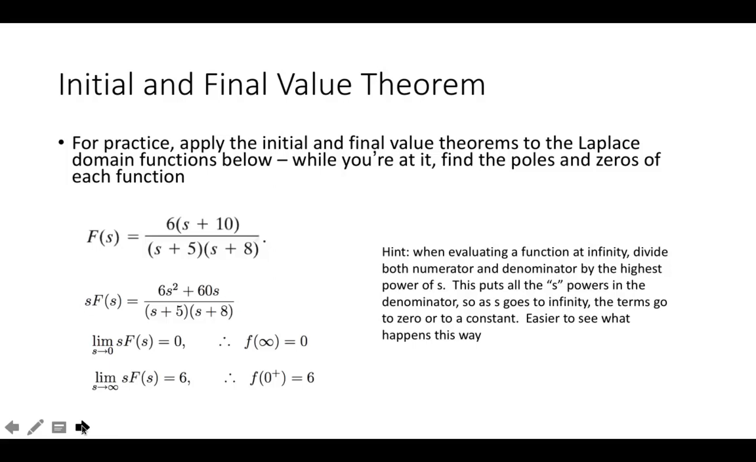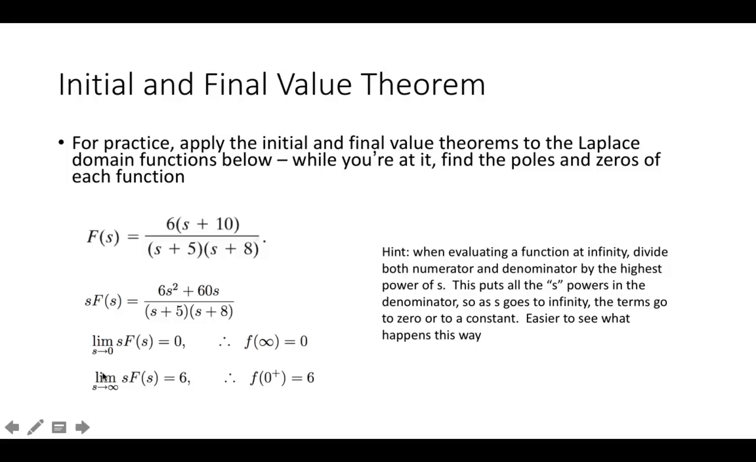Here are some examples. Here's an example of a function F(s). We multiply that by s to get the following result, and then we take the limit as s goes to 0. So as s goes to 0 here, this term is 0 and this term is 0, making the overall function 0, meaning the function at infinity, or the final value of this function, is 0.